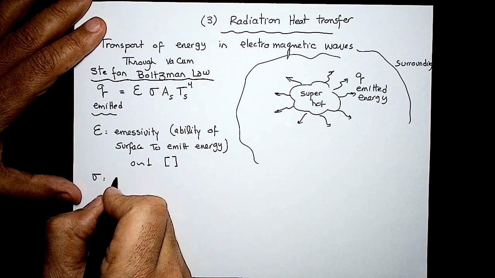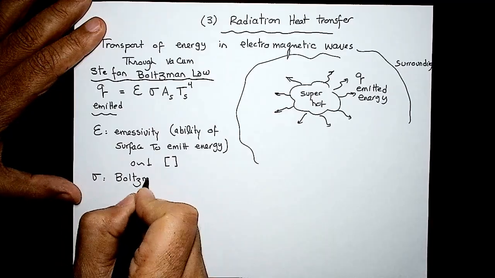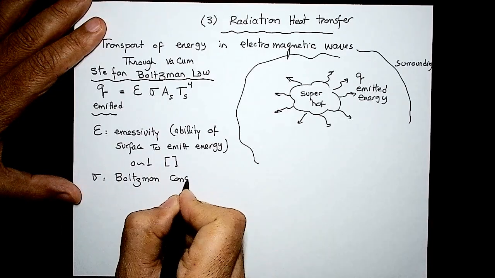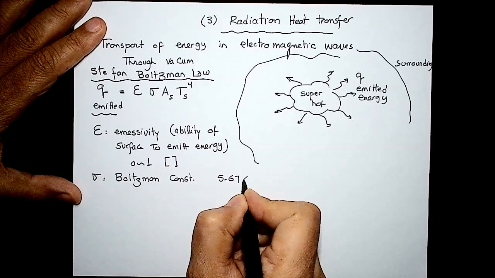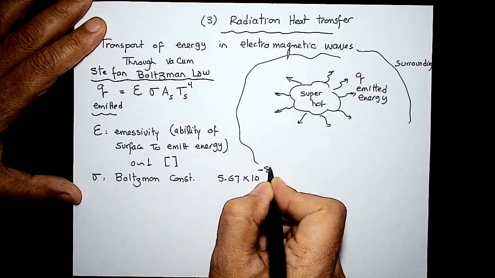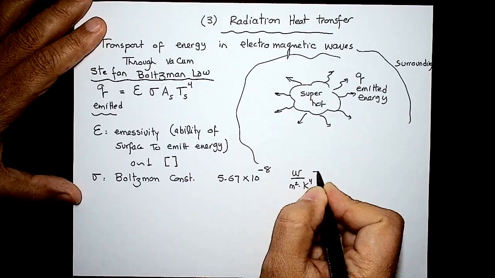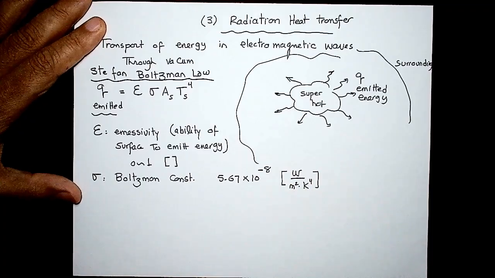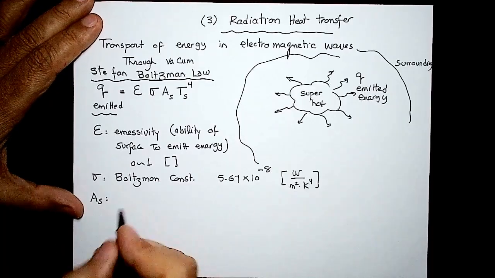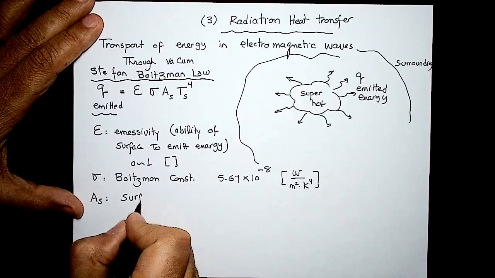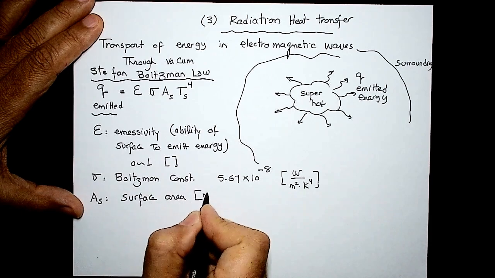Then sigma is the Boltzmann constant. That's 5.67 times 10 to the minus 8 watts per meter square Kelvin to the fourth. Okay. Then A_S, anybody will emit energy, will radiate energy from the surface. So A is actually the surface area. And this is in meters square.